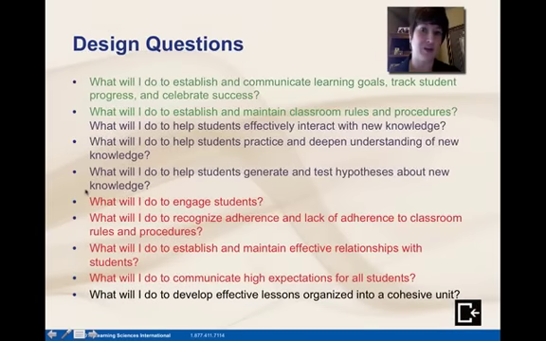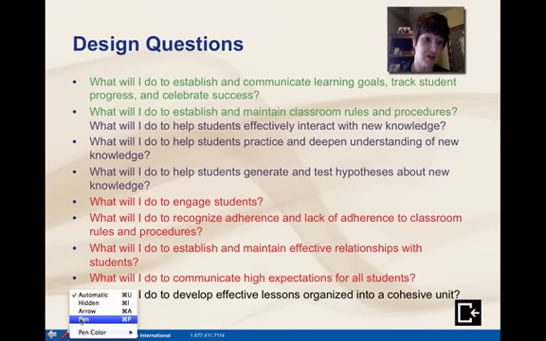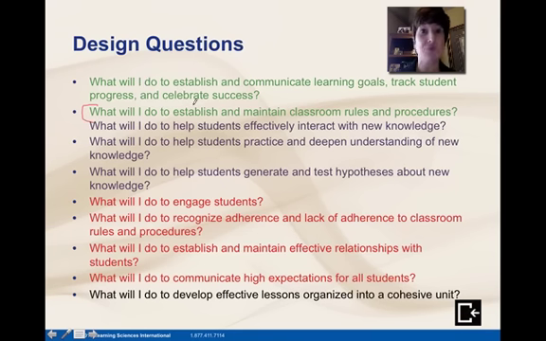So here are the design questions. If you paused me and ran and got your map, you'll see all of these questions on there. We started with design question 6, which is what will I do to establish and maintain classroom rules and procedures. So many of you have received feedback on that. I know you're waiting for your logins, but feedback is waiting. You've noticed that we have been in your classrooms a lot more already for this time of the year. So we've been looking specifically at how you set up your physical classroom and how you've kind of established those rules and procedures with your kids.